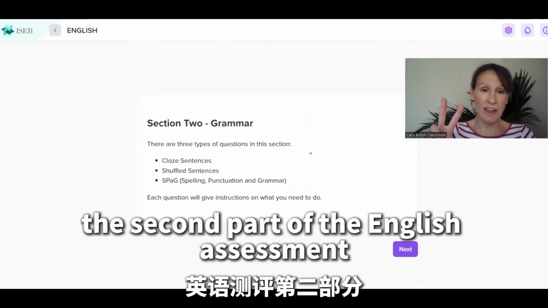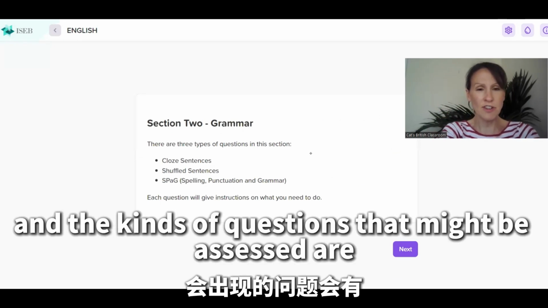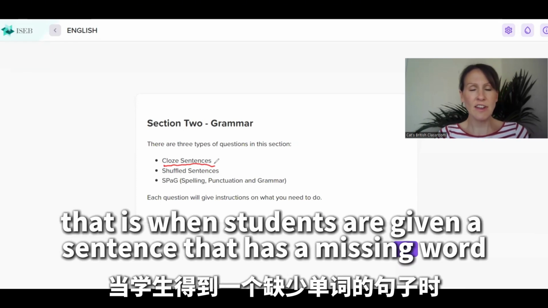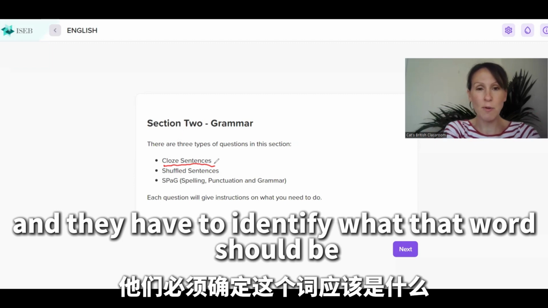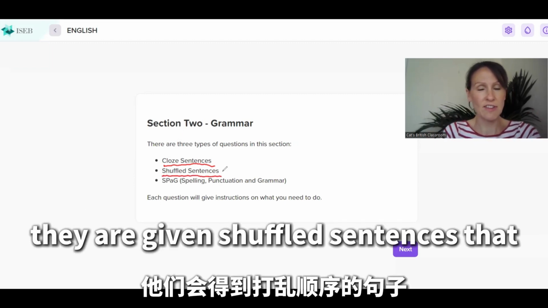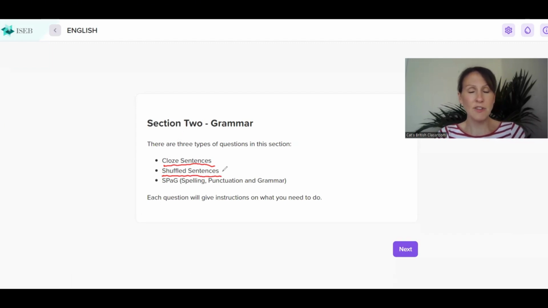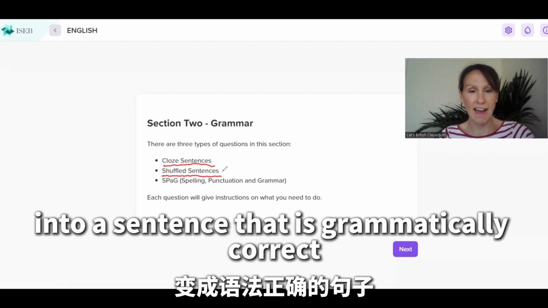The second part of the English assessment is focusing on grammar. And the kinds of questions that might be assessed are closed sentences. That is when students are given a sentence that has a missing word and they have to identify what that word should be. They are given shuffled sentences. That is a list of words and students need to rearrange them into a sentence that is grammatically correct.